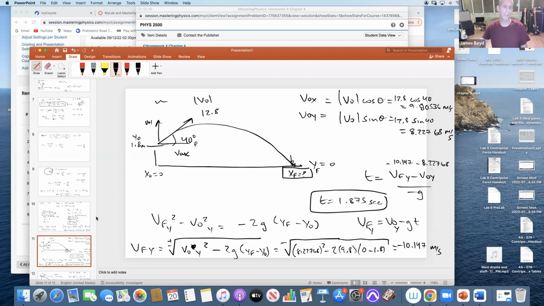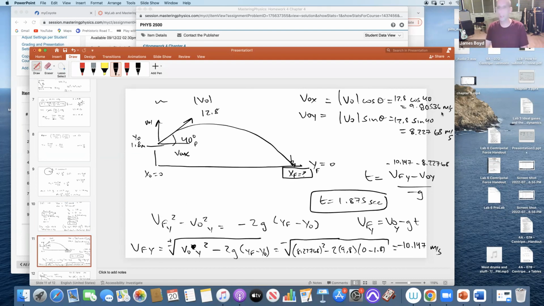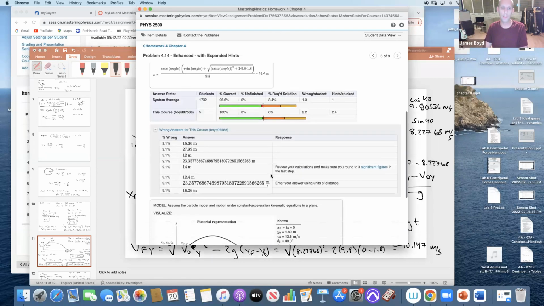In order to find X final, all I need to do is multiply Vx times T. So take that 1.875 and multiply it by 9.80536, and I get 18.4 meters. So X final is V of X times T, 9.80536 times this, 18.4 meters.